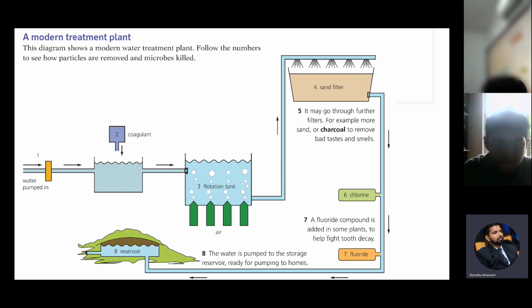Seventh, addition of fluoride. That is to improve dental health. I'll take it as explained, normally they don't ask that. What is very important is addition of chlorine or ozone.